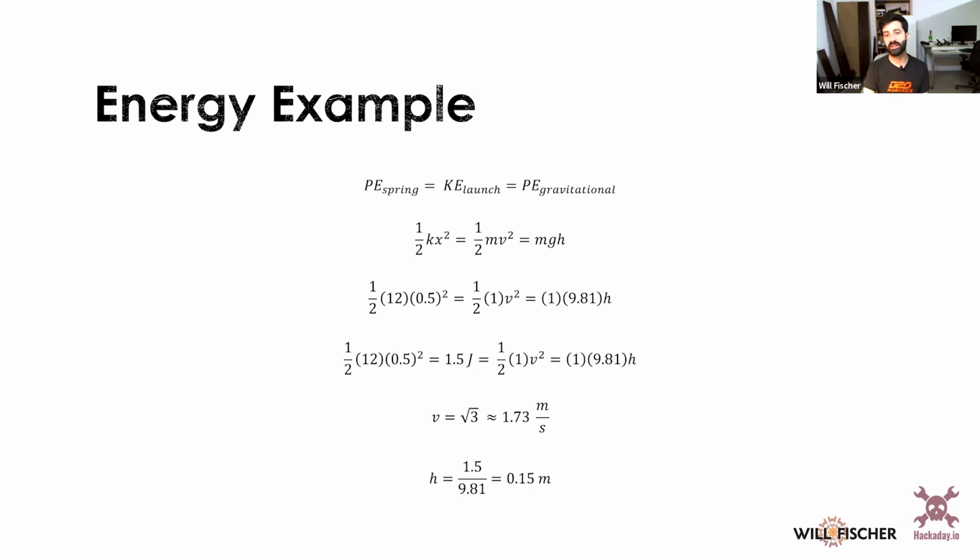So let's take a look at an example here. Let's say we've got a spring. We're going to crank it all the way down, put a mass on top of it, and then release it, and see how high our mass goes. Throughout this entire thing, we're going to assume that everything is operating with perfect efficiency so that we conserve energy throughout the entire example.